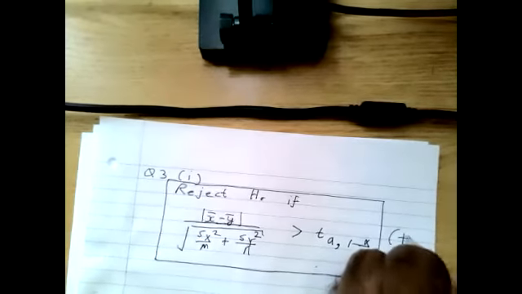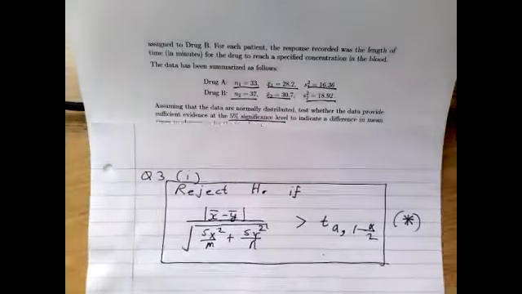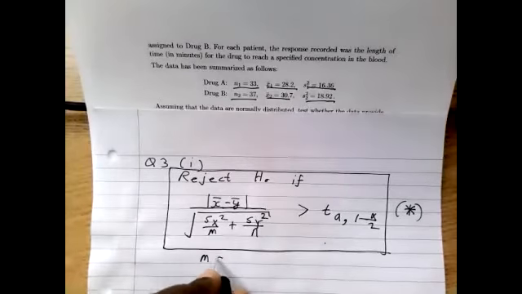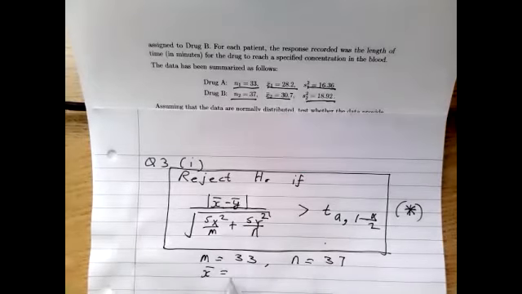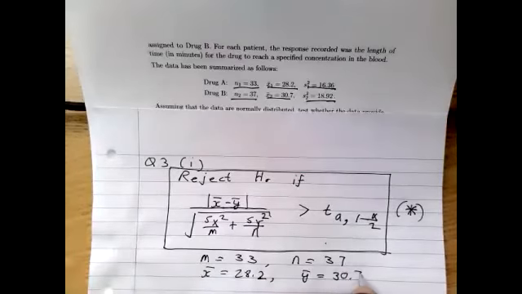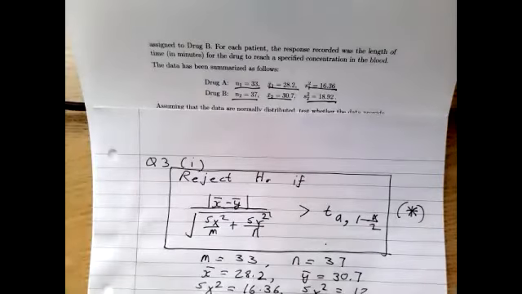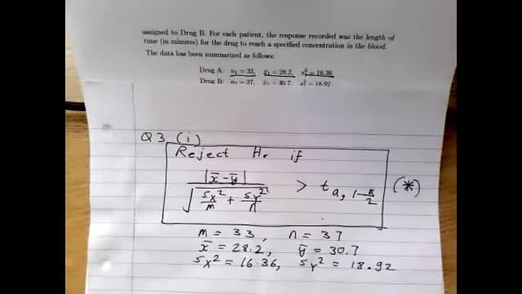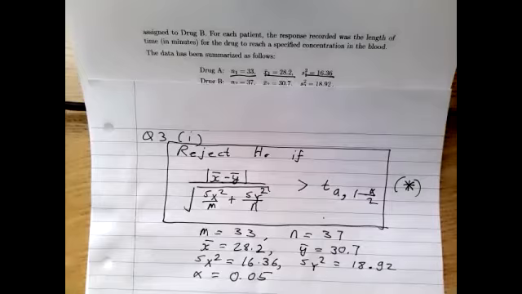Right, let me call this star. Now the first thing I'm going to do is write down all the data that's given to us. We are told that M is 33, N is 37, X bar is 28.2, Y bar is 30.7, SX squared is 16.36, SY squared is 18.92, and alpha is 5%. So this is all the data that's given to us.